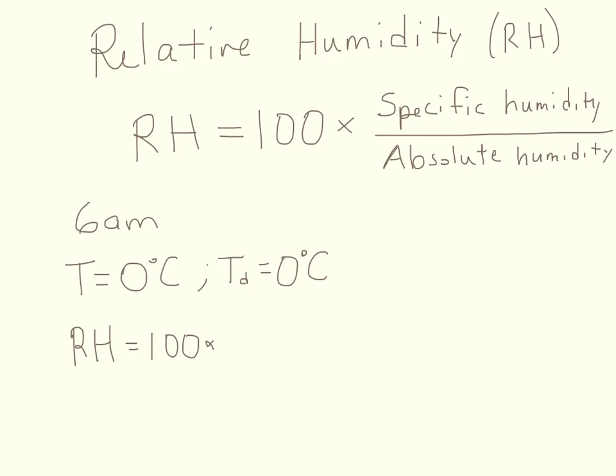Typically, we don't necessarily see on the weather report observations of specific humidity or absolute humidity, but these can be measured. And it turns out that at a temperature of 0 degrees Celsius, we have a specific humidity of the atmosphere of around 3.8 grams per kilogram. Okay, and since we also know that the air is saturated at this point, our absolute humidity is also equal to 3.8 grams per kilogram. Okay, and this gives us that relative humidity of 100%.